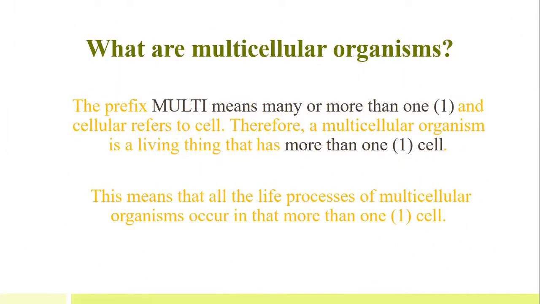Multicellular organisms. The prefix multi means many or more than one, and cellular again refers to cell. Therefore, a multicellular organism is a living thing that has more than one cell. This means that all the life processes of multicellular organisms occur in more than a single cell. They occur in all the cells of that multicellular organism.